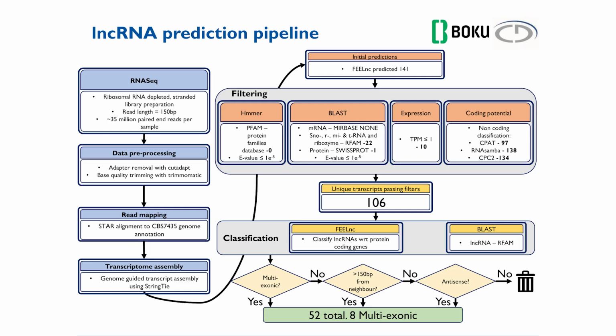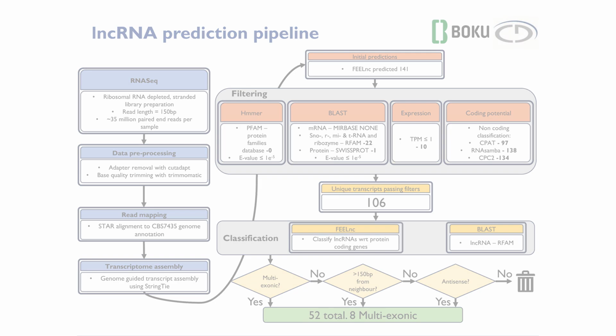As a final stringent, very conservative filtering step, they're classified with respect to their protein coding genes, and I removed any long non-coding RNAs which were not multi-exonic, not more than 150 base pairs from their neighbor, and not antisense. So I'm actually left with only 52 long non-coding RNAs, 8 of which are multi-exonic. It's quite strict, it's quite conservative. But at this point, there are long non-coding RNAs.